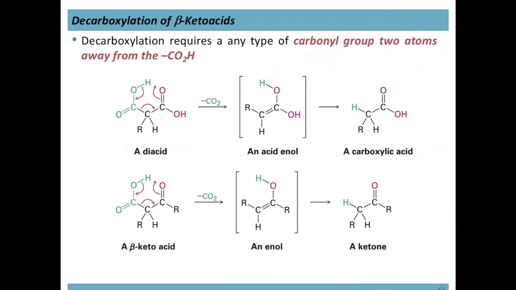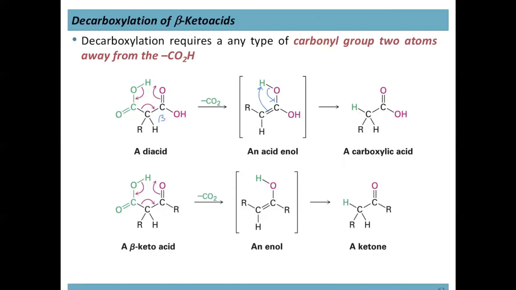So again, just to help understand this mechanism, at top is showing how we get decarboxylation from essentially malonic acid. Malonic acid is a diacid. And again, the key is we need a beta carbonyl. It could be a carboxylic acid, it could be an aldehyde, it could be a ketone. We just need that beta carbonyl. And what we end up with is an acid enol, shown in the middle here. And then that acid enol tautomerizes.